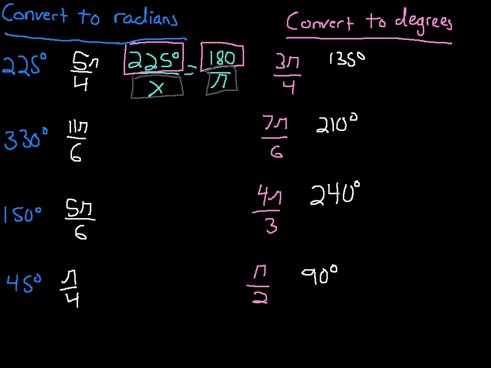So when I cross multiply, I get 225 pi is equal to 180 times x. And if I divide both sides by 180, I come up with x is equal to 5 pi over 4, which is my answer. I'm probably not going to have enough room here to do the next one, so I'm going to go ahead and erase this. And you can see how we got that answer.